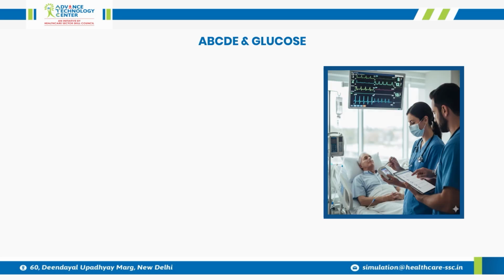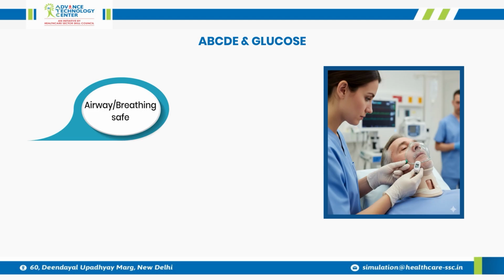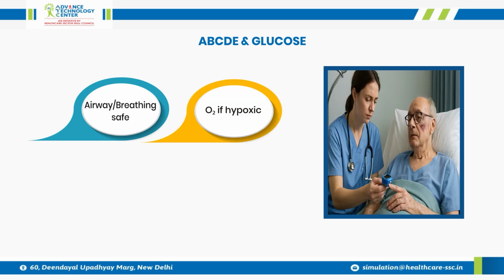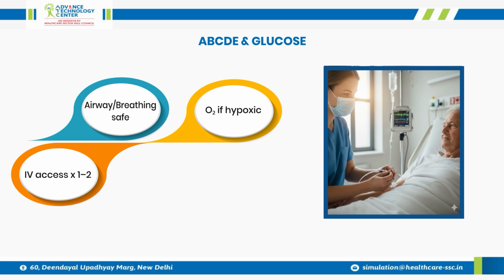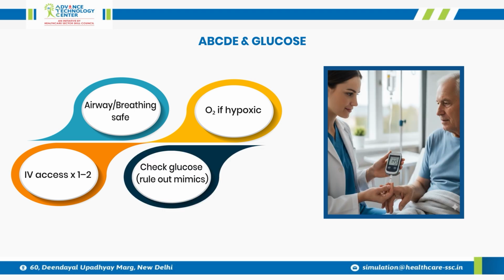A, B, C, D, E, and glucose. Stabilize first. Ensure the airway is clear. Give oxygen only if the patient is hypoxic, and secure 1 or 2 IV lines. Check blood glucose early. Hypoglycemia can copycat a stroke and demands a different response.